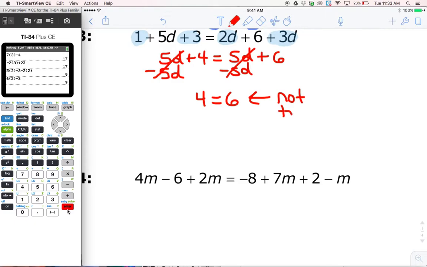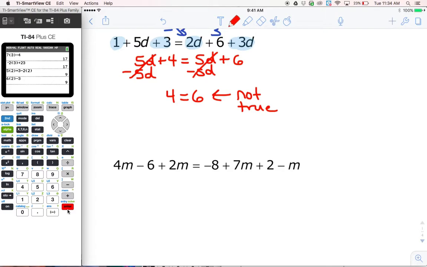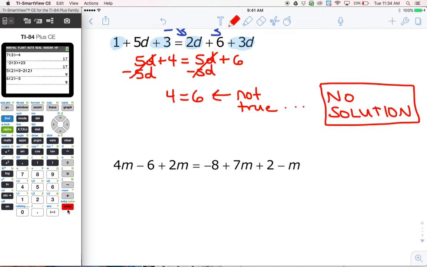That's not true. Okay, that's not true. Where's my variable? My variable's totally gone. You guys, this is because there is no solution to this problem. There is no solution to this problem. If your variables cancel each other and you don't have any left, it's a weird situation. If you got 1 or 2 choices for your answer, one of those is going to be no solution.